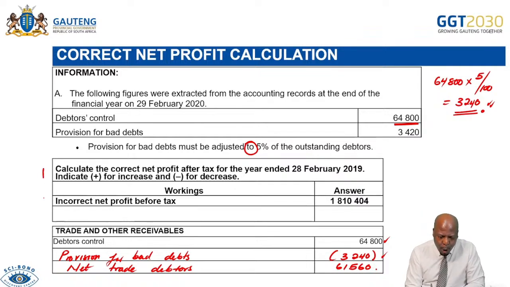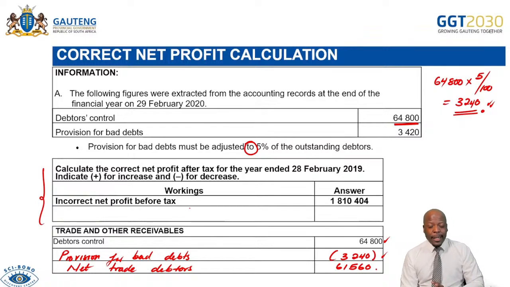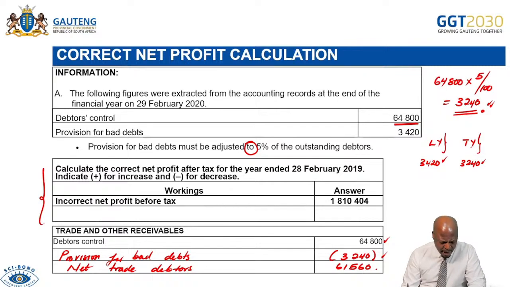Now, we need an amount that will be recorded in the correct net profit calculation part. We understand that there are several ways of ascertaining whether the amount that we've calculated will give us income or an expense. One of the ways is to simply compare last year's provision against this year's provision. How much was last year's provision? 3,420. That is last year's provision. This year's provision is 3,240. What do you see? Is there an increase or a decrease from last year to this year? Certainly, we have a decrease.